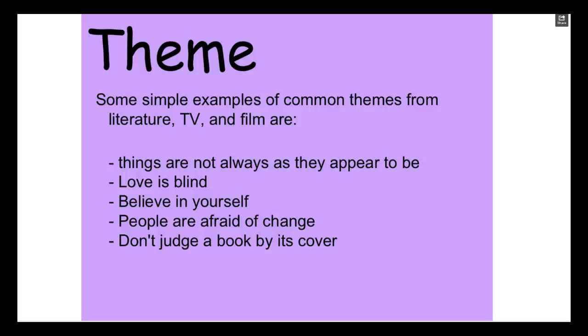Here are some common themes that we can see in books and movies. The first one, things are not always as bad as they appear. Number 2, love is blind. Number 3, believe in yourself. Number 4, people are afraid of change. Number 5, don't judge a book by its cover. These are some very common themes that we see in movies, TV, and books that we read.